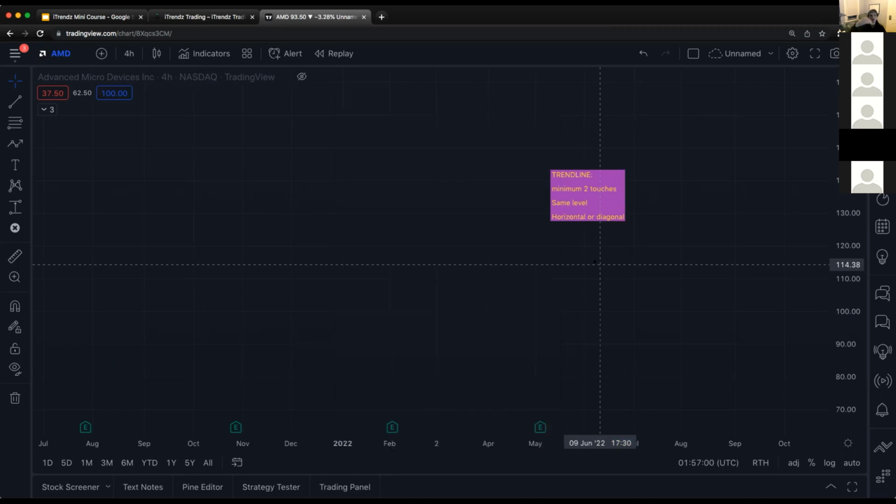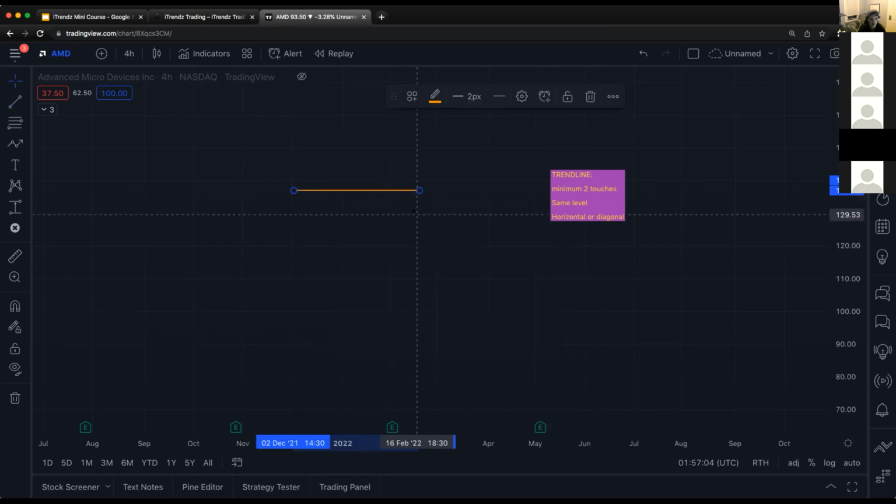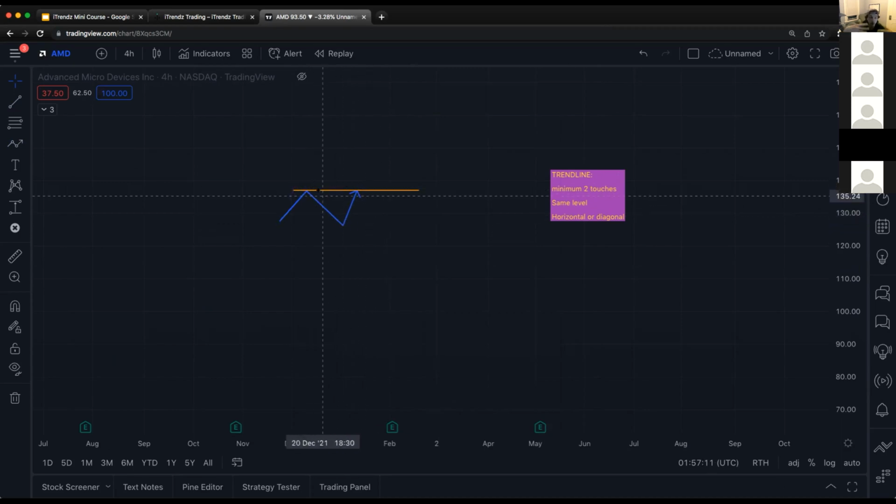So that means that when you're drawing your trend line, you have to have it come across, and the price has to touch it, not just once, but twice. Then you have a confirmation of, oh, okay, this is a trend line.